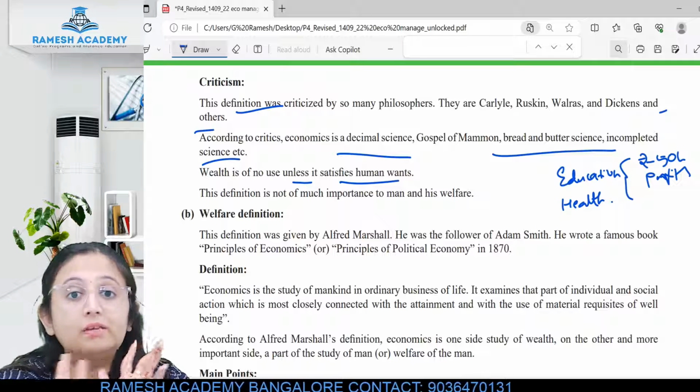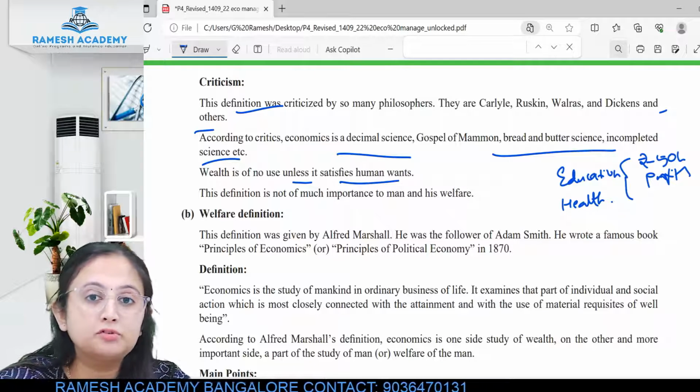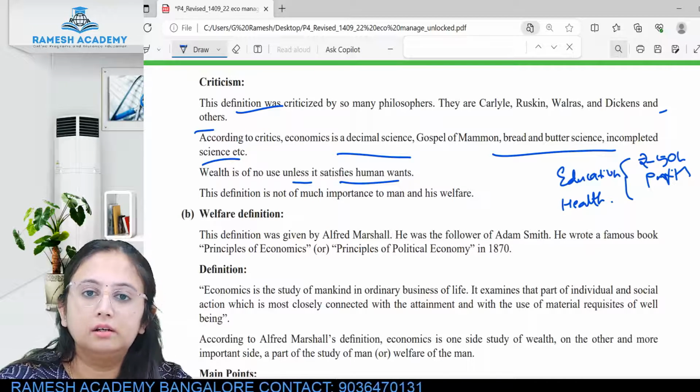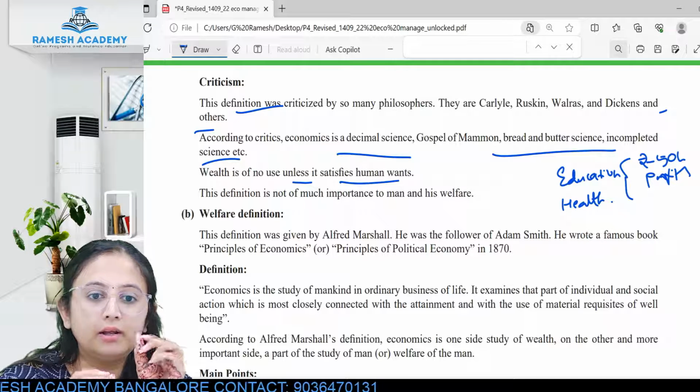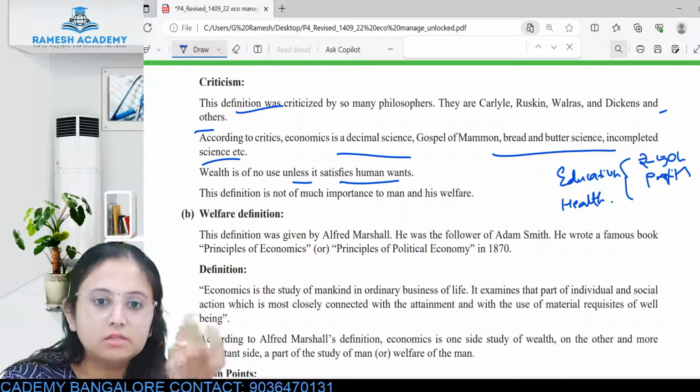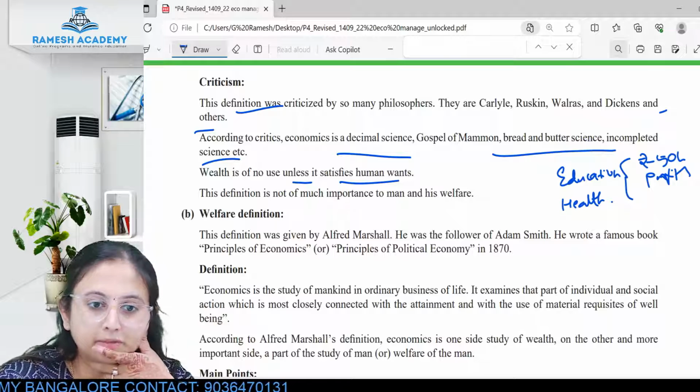So that is what it was criticized for. Don't give that kind of message to the people. It's not only wealth. You cannot tell that economics means money only. Then what is the use? Human wants, how are you going to satisfy them?